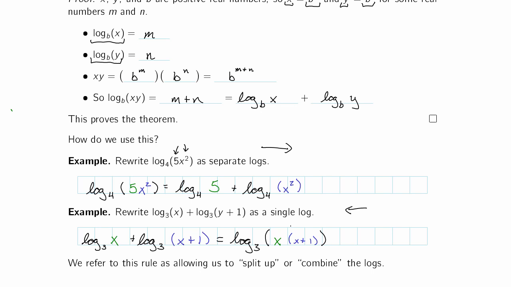So we can use this log rule in two directions. If we have a log of a product, we can split that up as a sum of logs. If we have a sum of logs, we can combine that as a log of a product. And it will turn out that both of these moves have their uses.